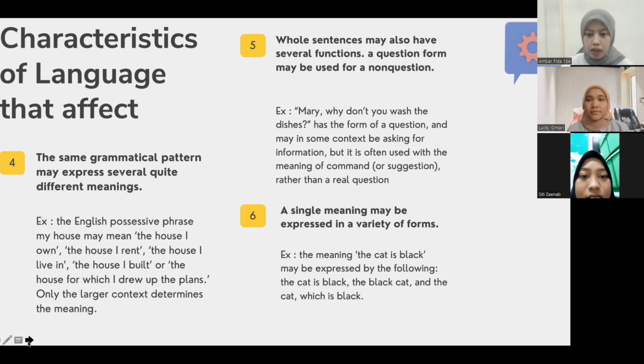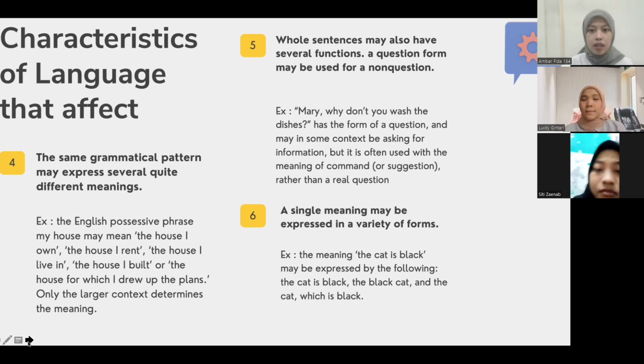Okay, next slide, please. The same grammatical pattern may express several quite different meanings. For example, the English possessive phrase "my house" may mean the house I own, the house I rent, the house I live in, the house I built, or the house for which I drew up the plans. Only the larger context determines the meaning.